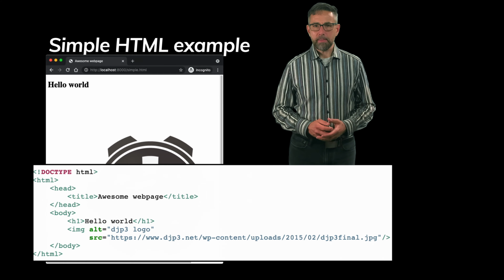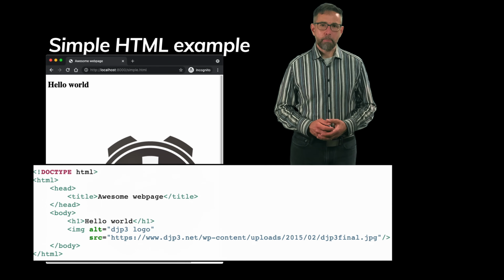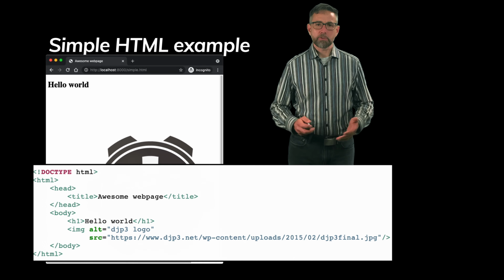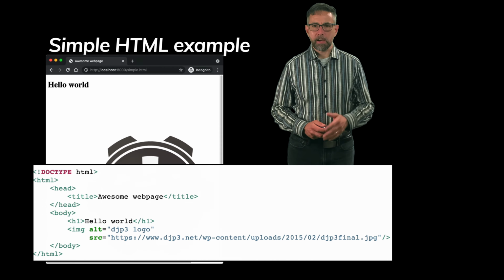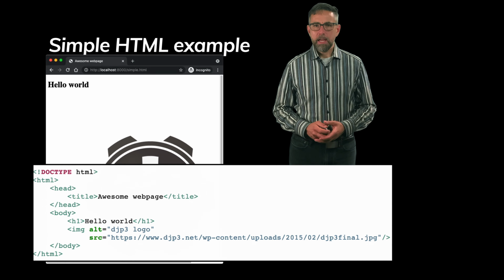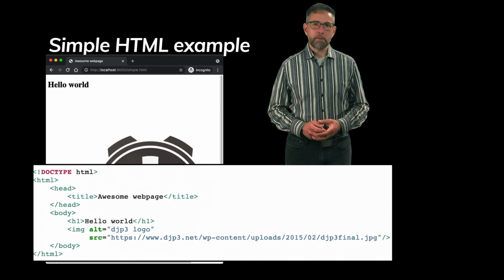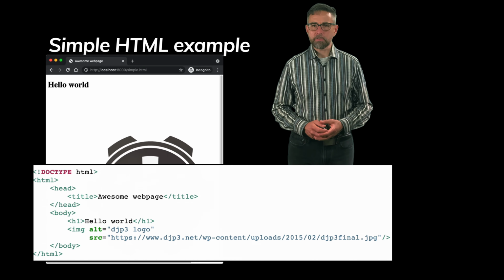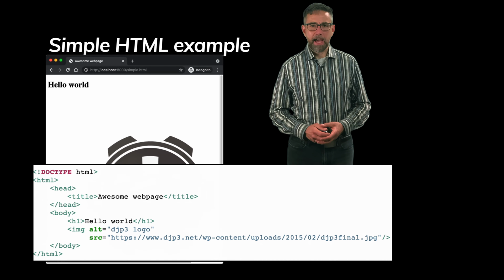The title in the head section of an HTML document puts words in the browser tab in the browser where it's rendered. So you can see that awesome web page shows up in the tab, not in the contents of the web page. In the body, I have two children, an H1 tag and an IMG tag. H1 stands for headline level 1. And the IMG stands for the image tag.